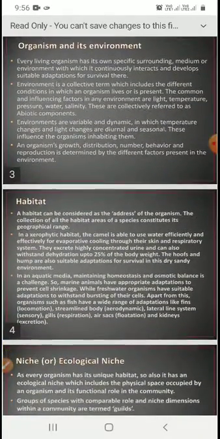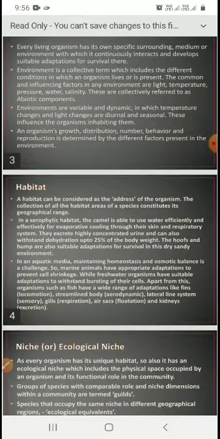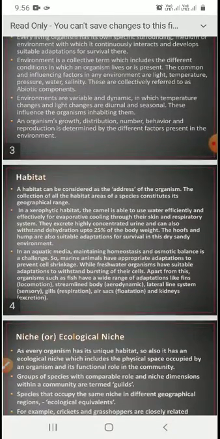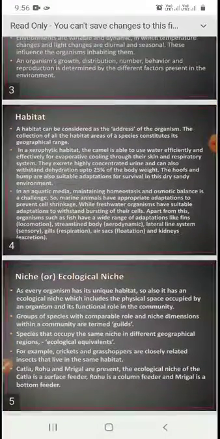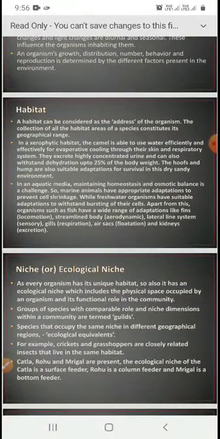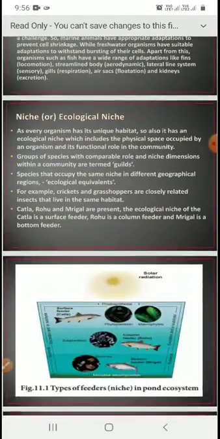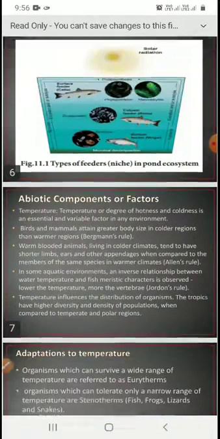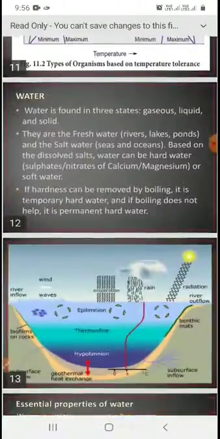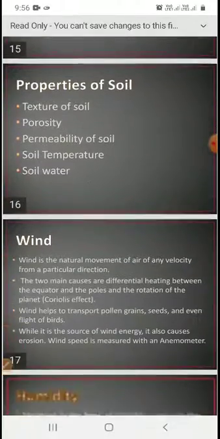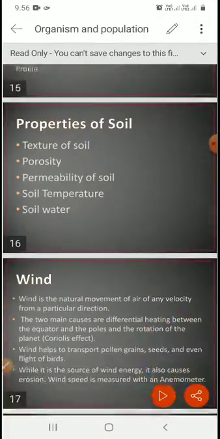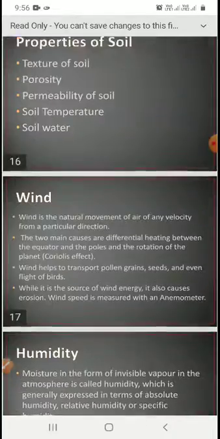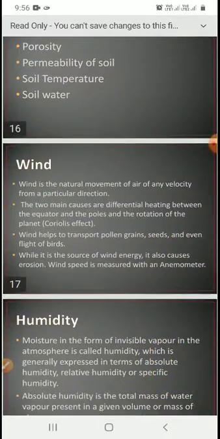So you know very well what abiotic components are, and what biotic components are. Temperature and light are very important for the organism. Habitat is considered as the address of the organism. We already discussed this in the live class. I am telling it again because some of you missed that class; I can also send the recorded class.